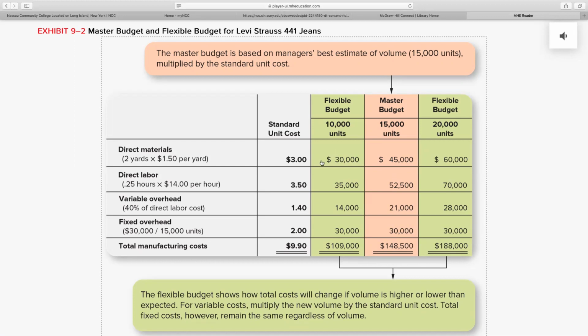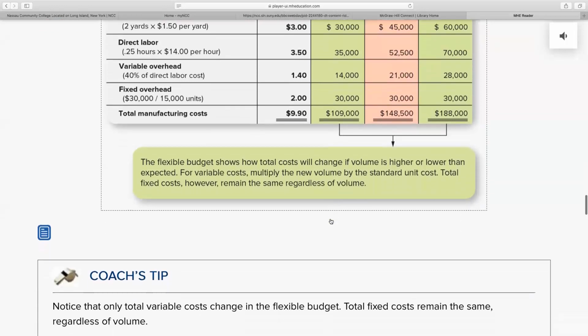So for the flexible budget, we're going to take the unit amounts and multiply them by 10,000 units. And then we're going to take the unit amounts and multiply them by 20,000 units. So we're prepared for different scenarios that might happen. Maybe things won't go as well as we thought they would, that assumes 10,000, or maybe things are going to go better than we thought they would, and that assumes that we made and sold 20,000 pairs of jeans.